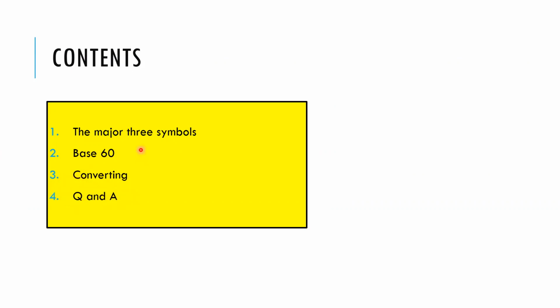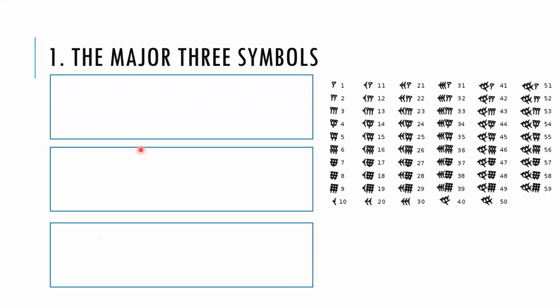Well, let's now venture. The major three symbols, well, let me introduce you to the right-hand side. Look, these are the numbers in Babylonian from 1 to 59. Well, I'll talk about it later. Let's go here first. Well, the first symbol, which is two triangles side by side with sticks sticking out, is equal to 0. It stands for 0.